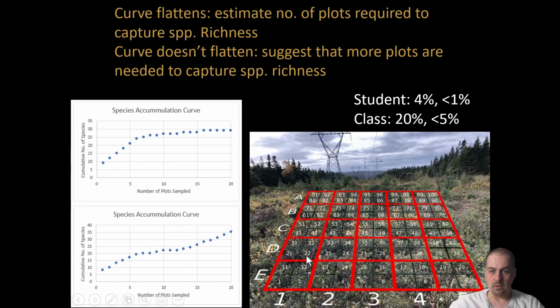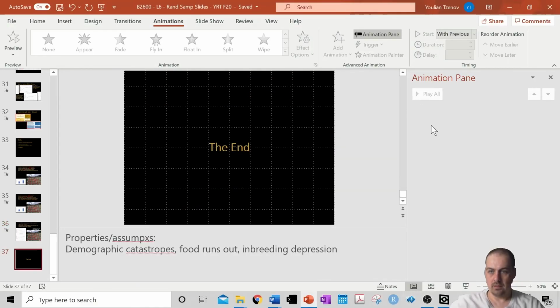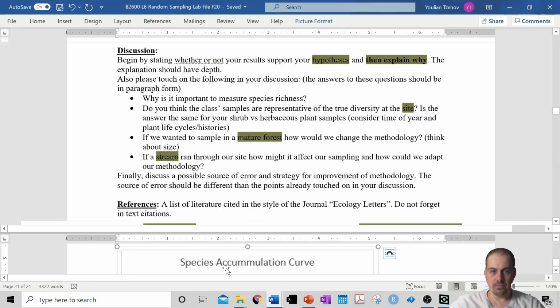So we're going to go back to the Word file. All right, so that's the first part of your discussion. And then there's a list of questions here that you want to address. Make sure you do this in paragraph form. You could dedicate a paragraph to each one, or you can put them all in the same paragraph, just not in jot-note form. So one of them is, why is measuring species richness important? I talked about that earlier, so I won't say it again.